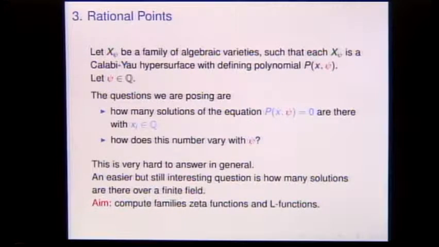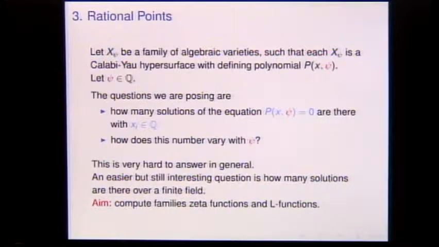So let me go back a little bit to what we were doing, just as a reminder. We are computing rational points for families of Calabi-Yau manifolds. Particularly, we're taking Calabi-Yau hypersurfaces, so just one defining polynomial P. Psi is our parameter, which represents a complex structure parameter. It's an algebraic parameter, a coefficient in the polynomial. And we are going to take psi to be in Q.